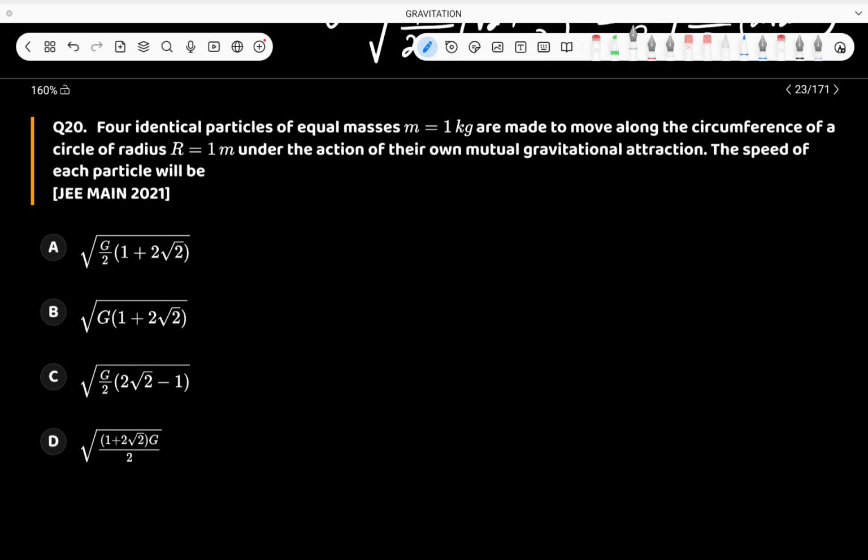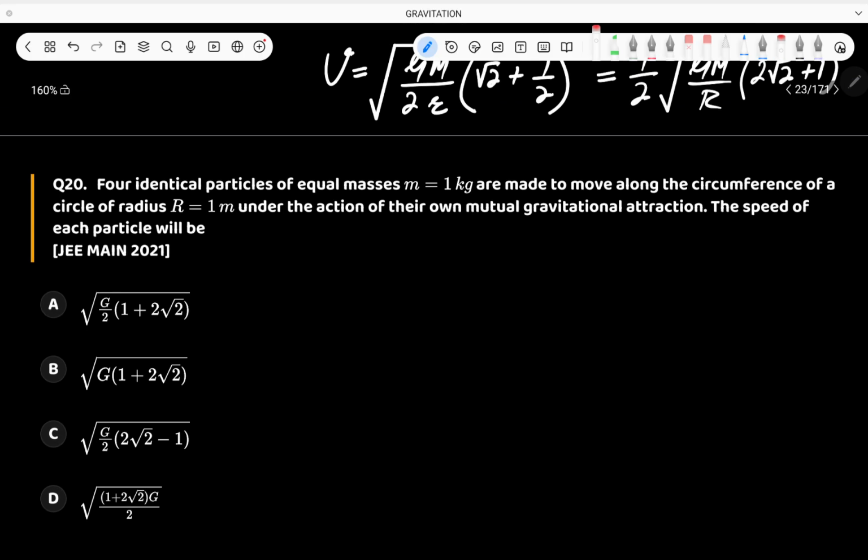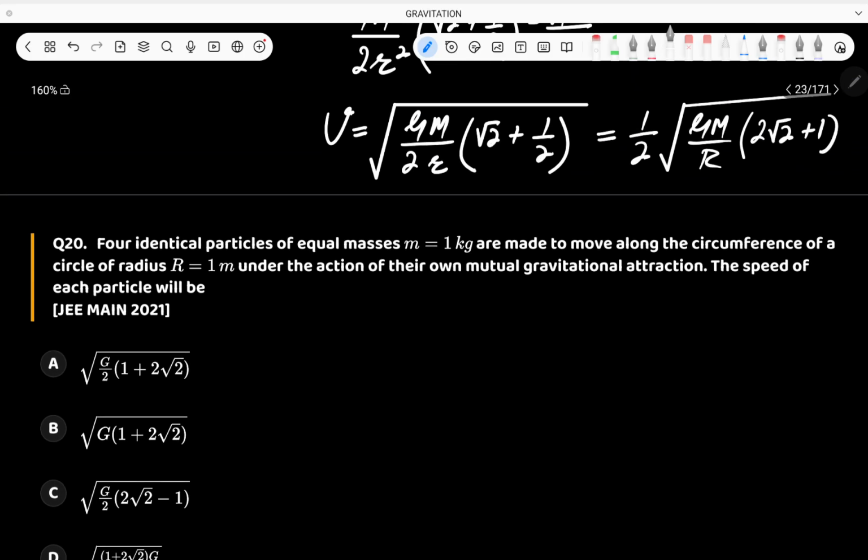Now this question is similar, question number 20, again asked in JEE Mains 2021. The question is again for identical particles. The mass of each particle is given as 1 kg, and they are made to move along the circumference of a circle of radius 1 meter. Let's do one thing. It is simply the same question, and in this question what is given is that the mass of each particle is 1 kg and the radius of the circular path is 1 meter. Let's put it here.